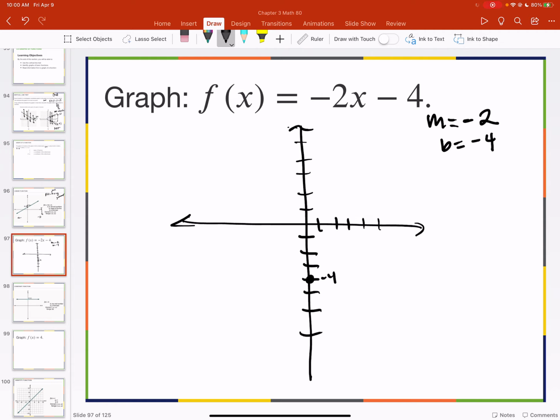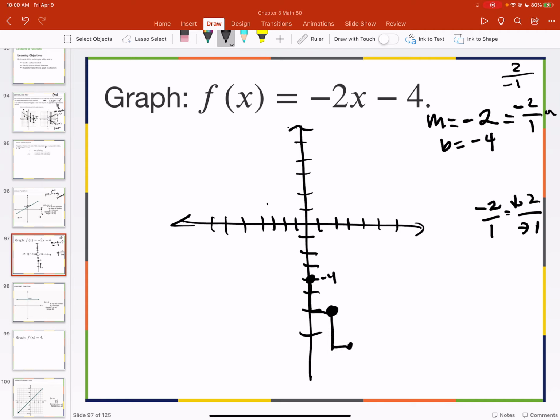And then the slope is -2, so rise over run. -2 can be thought of as -2 over 1, or you can think of it as 2 over -1. In any case, the slope is rise over run. So if I look at it this way, it's going to go down 2 and to the right 1, starting from here. So down 2 over 1, draw a point, down 2 over 1.